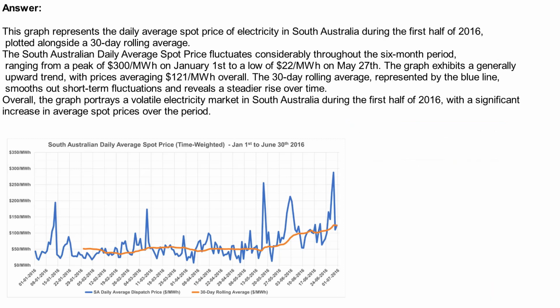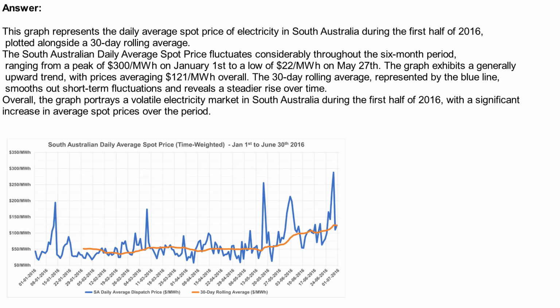This graph represents the daily average spot price of electricity in South Australia during the first half of 2016, plotted alongside a 30-day rolling average. The South Australian daily average spot price fluctuates considerably throughout the six-month period, ranging from a peak of $300 per megawatt hour on January 1 to a low of $22 per megawatt hour on May 27.